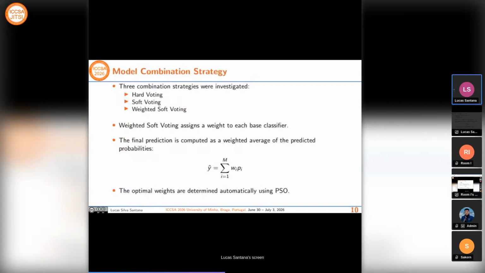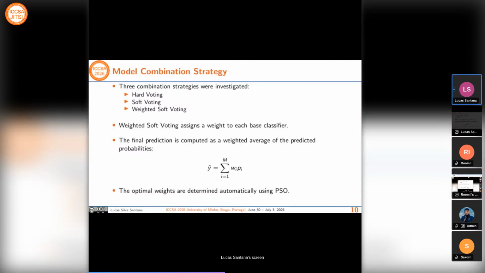Next, we investigate 3 different ensemble strategies: hard vote, soft vote, and the weighted soft vote. In hard voting, each classifier votes for a class, and then the final prediction is determined by majority vote. In soft vote, the predicted probabilities are averaged across all classifiers. Our proposed approach is the weighted soft vote ensemble. Instead of assigning the same importance to every classifier, we assign a different weight to each one. The final prediction is then computed as the weighted average of the predicted probabilities, shown in this equation.